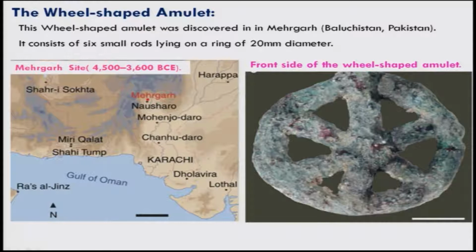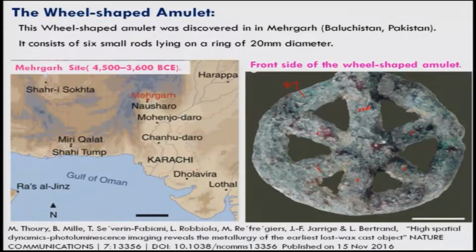These are the rods, if you look at rods here lying in a ring. This is the ring, and the diameter of course is small, 20 mm, but still then how they might have manufactured it, and this research was done by something around 7 scientists from western countries, and they have published this work in Nature Communications on 15 November 2016.